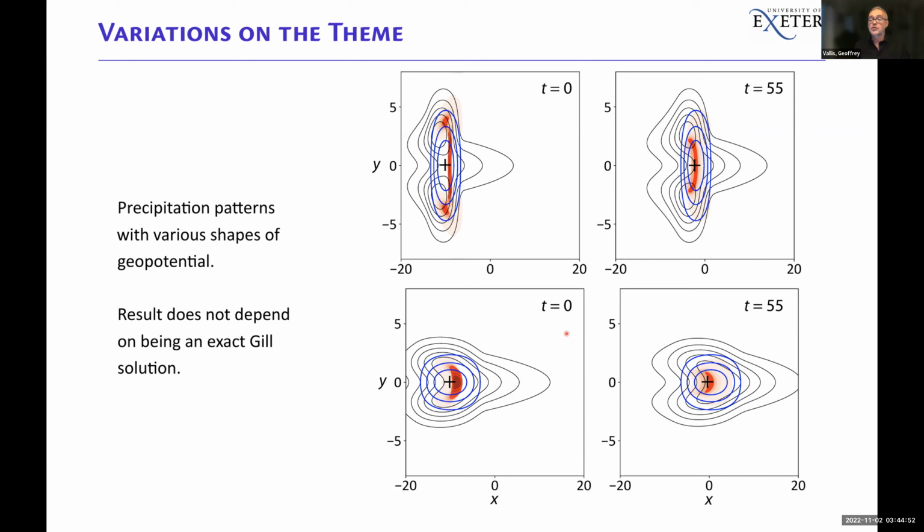The actual Gill solution is a particular analytic solution with a particular source field. But if we do variations of that by changing the distribution of condensation, we will always find that the condensation in these various different patterns, which is the red line, is always slightly to the east of where the heat source is.